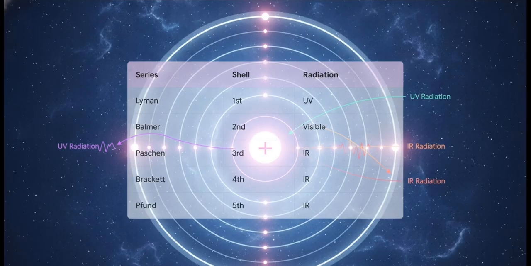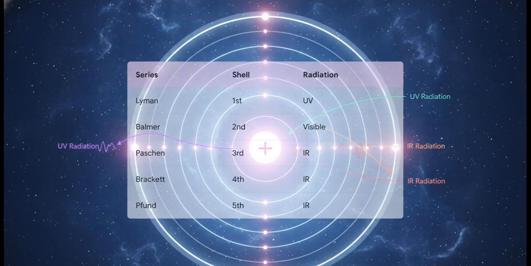We can map the hydrogen line series, showing exactly what type of radiation is emitted depending on which shell the electron lands on when it falls. It's a crucial thing to memorize, but the pattern is actually incredibly logical. If the electron drops all the way down to the very first shell, it releases a massive amount of energy. That's UV radiation, known as the Lyman series.